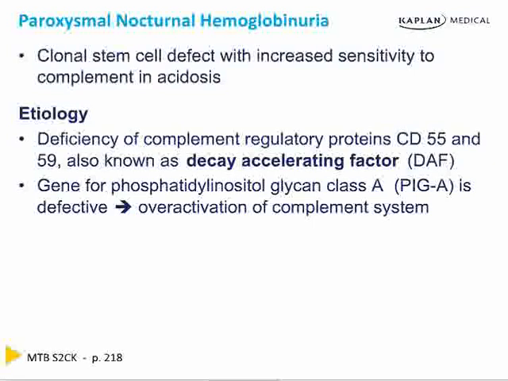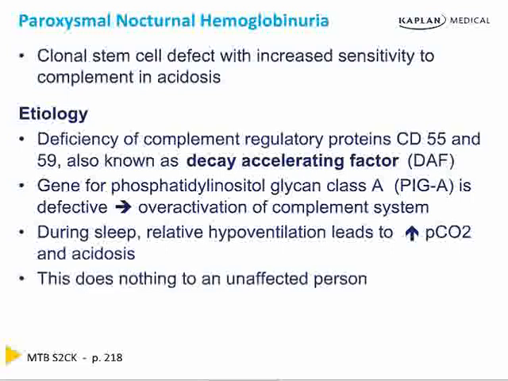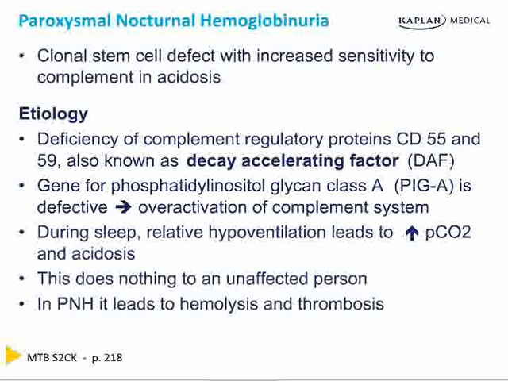The gene for phosphatidylinositol glycan, PIG-A, is defective, because you see the decay accelerating factor anchors on PIG-A. PIG-A codes for the anchoring point. If you don't have PIG-A or you have a defective PIG-A gene, you can't anchor the CD55 and 59, you can't get rid of the complement. And during sleep, the relative hypoventilation leads to increased CO2, acidosis, and destruction of cells. It doesn't do anything to an unaffected person.